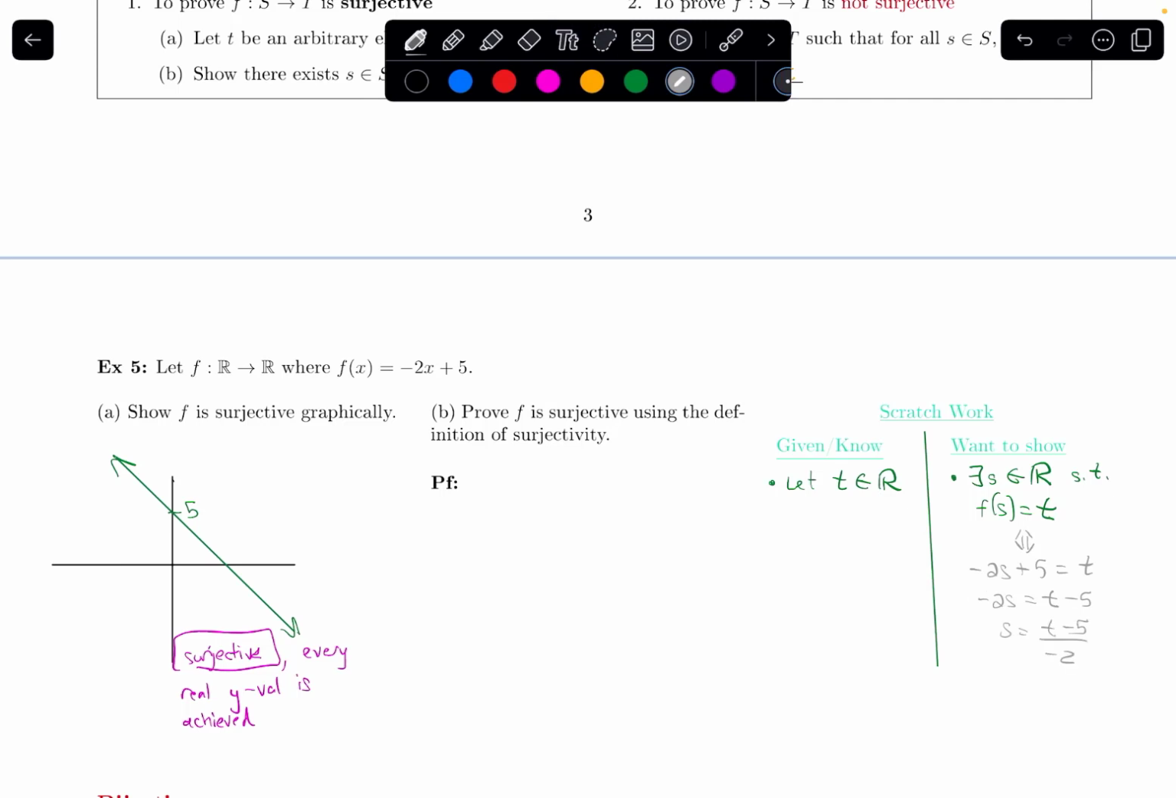So it seems like if I pick s to be this value, and if I plug it into the function, hopefully the output should be equal to t, because that's what's happening when I try to solve for it. Okay, so I think I'm ready for the proof.